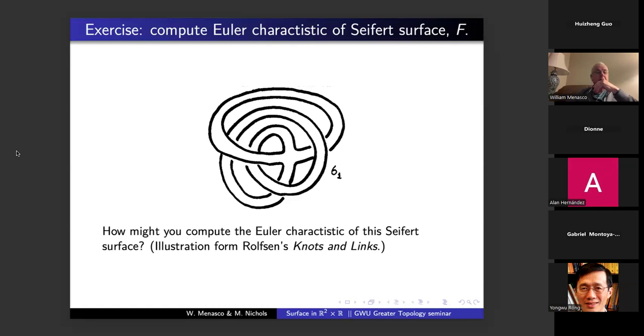So any ideas on how you would go about computing the Euler characteristic of this surface? It's a nice surface, and I'll shade it in green here. So it's this surface right here, and it goes around right here, goes over right here, it's up over here. So how would you compute the Euler characteristic of this?